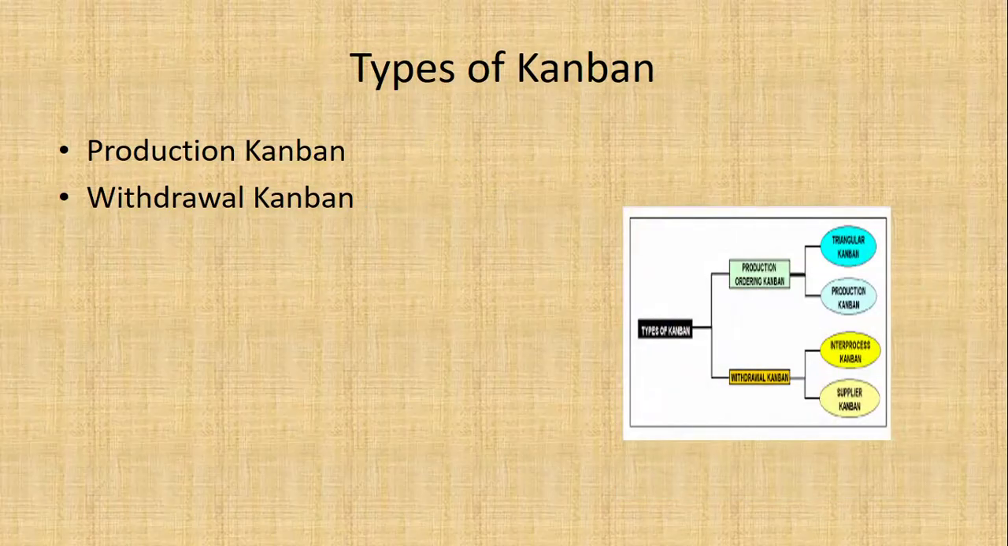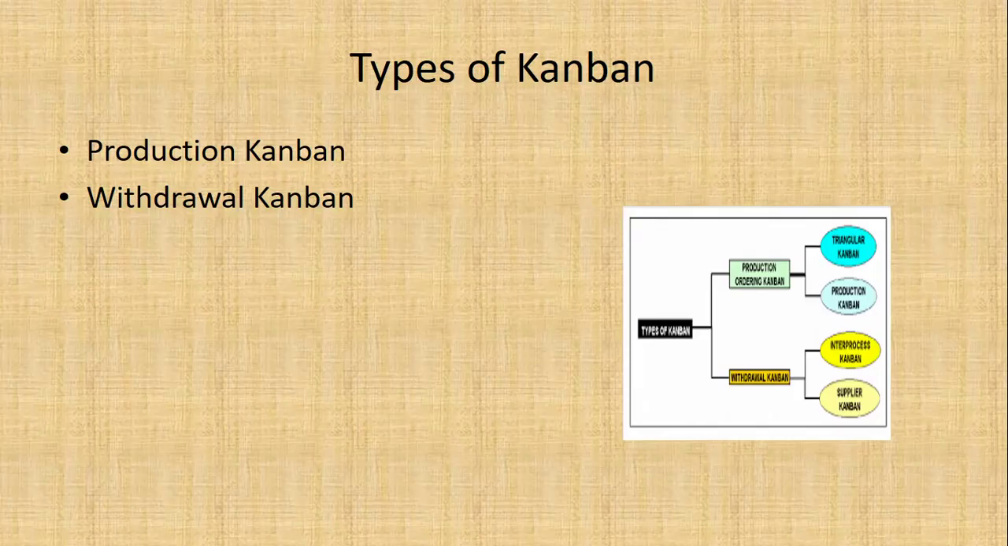Next one, what are the different classifications of Kanban system? There are several kinds of Kanban systems used in operations. One is production Kanban. This type of Kanban system is used to signal when to produce the items in the shop floor. Withdrawal Kanban indicates when material should be removed or transported from the shop floor.